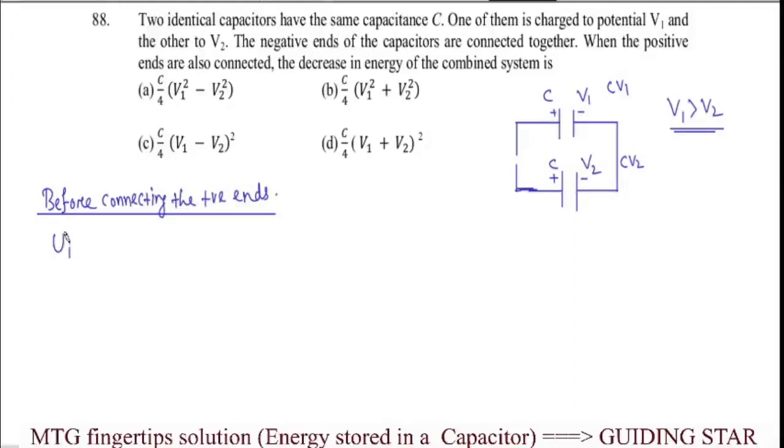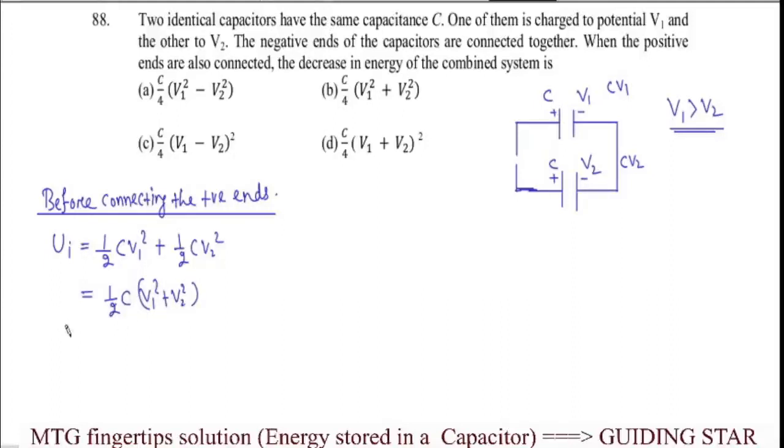So initial energy of the system will be how much? The upper capacitor, its energy will be half C V1 square, and the lower capacitor, its energy will be half C V2 square. Clear? So this is the energy. That means here in this particular case, what you can write, initial energy will be half C, we can take it common, (V1 square plus V2 square).